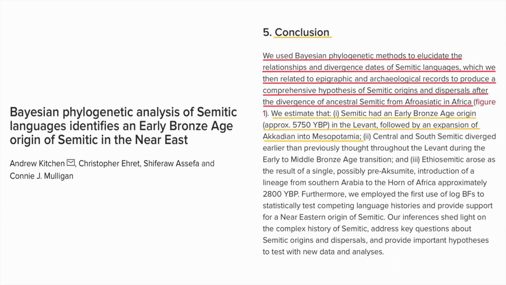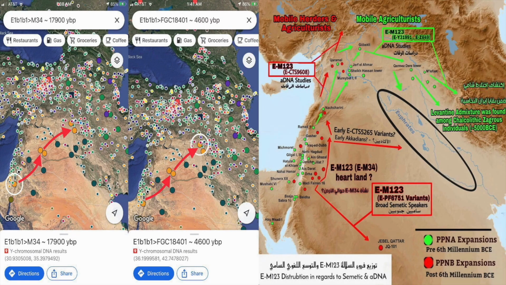According to the Bayesian phylogenetic analysis of Semitic languages, which identifies an early Bronze Age origin of Semitic in the Near East, it reads, we estimate that Semitic had an early Bronze Age origin approximately 5,750 years before present in the Levant, followed by an expansion of Akkadian into Mesopotamia. So Abraham would descend from an E-V12 lineage that left the Levant and migrated into Mesopotamia, like other Proto-Semites, and would have been a downstream of haplogroup E. This would mean that the Israelites would paternally be E-V12, and modern Jewish populations do in fact carry E-V12.